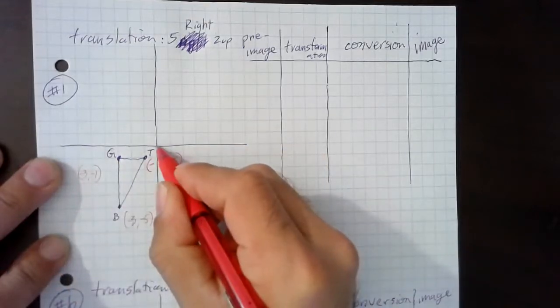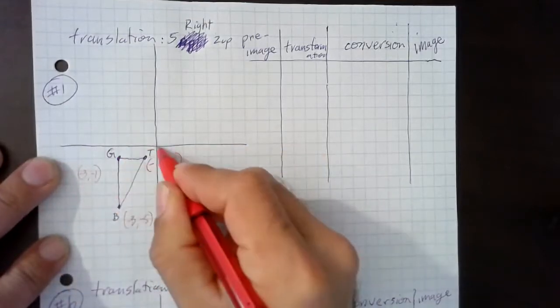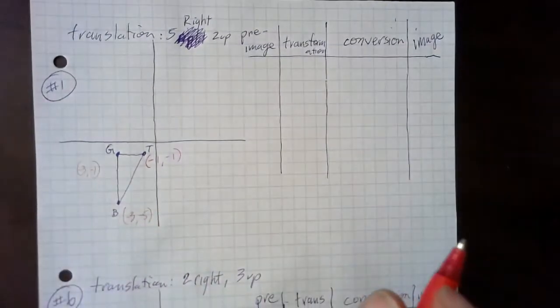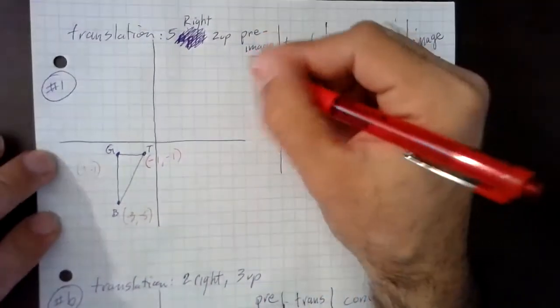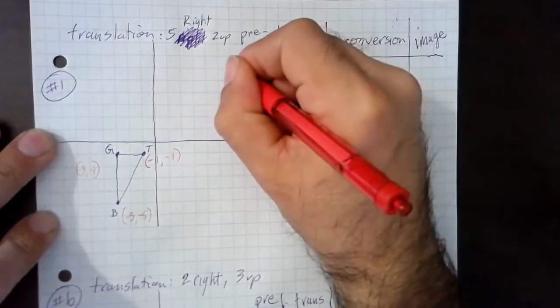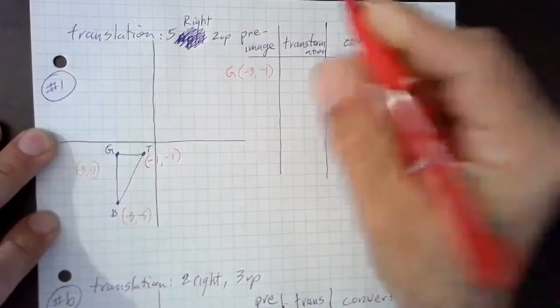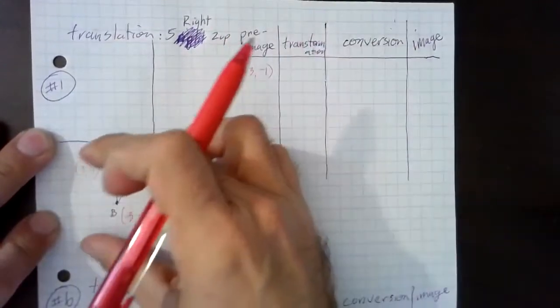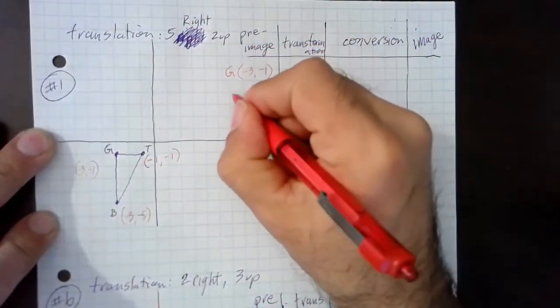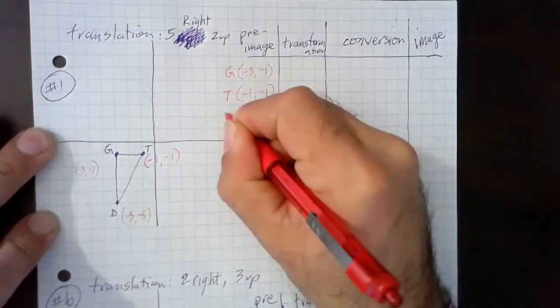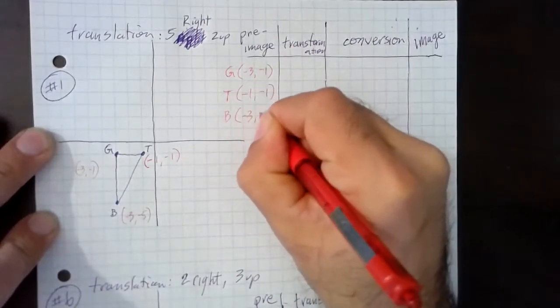Okay, so we're always counting from the origin. We go negative this direction, positive, negative down, positive up. Okay, so these are our points. Now, these are the pre-image points, so we can even go ahead and put those in there. We could say, well, G is -3, -1. Remember, the pre-image is before we translate, before we move it, slide it to another position. So we have G, T, and B. All right, here's our pre-image.